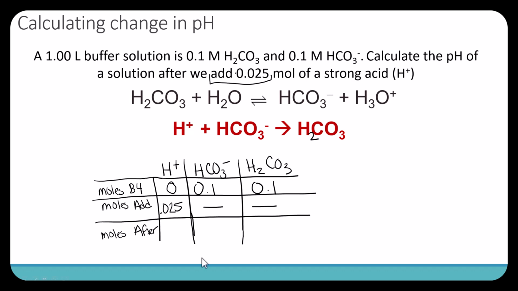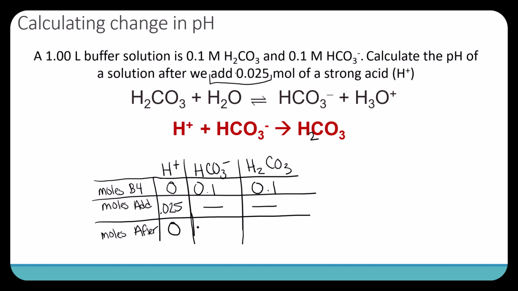So first we'll do our strong acid. This is a complete consumption. So every single molecule of strong acid I put in gets consumed by the conjugate base. So after it's all said and done, we've got no more strong acid left. Now we have to figure out what is going on here.